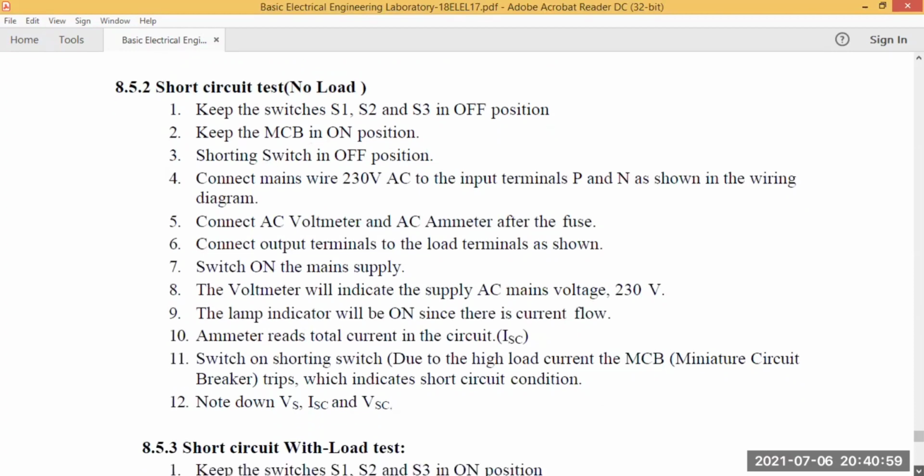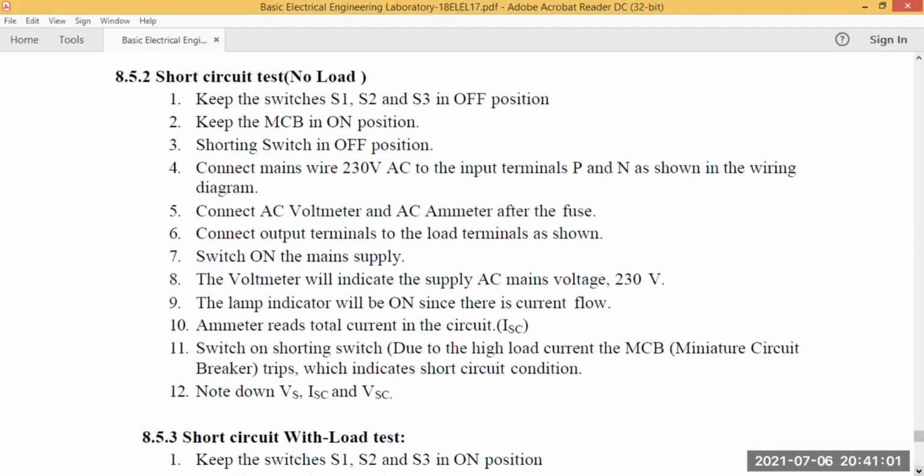Here there is a short circuit test. Keep switches S1, S2, S3 in off position. Keep the MCB in on position. Shorting switch in off position. Connect the 230 volts supply. Connect AC voltmeter. Connect output terminals to the load terminals as shown in the figure.